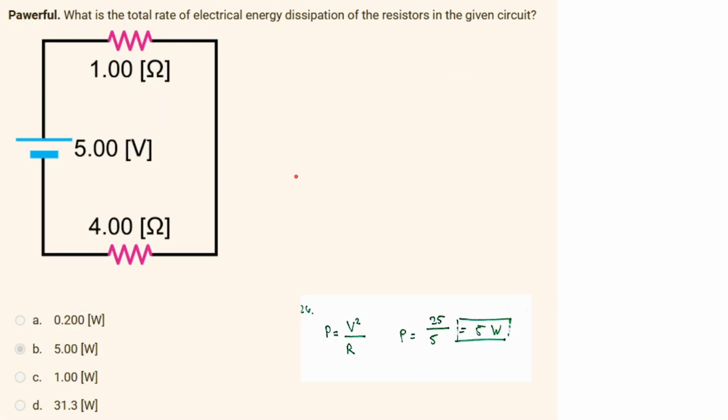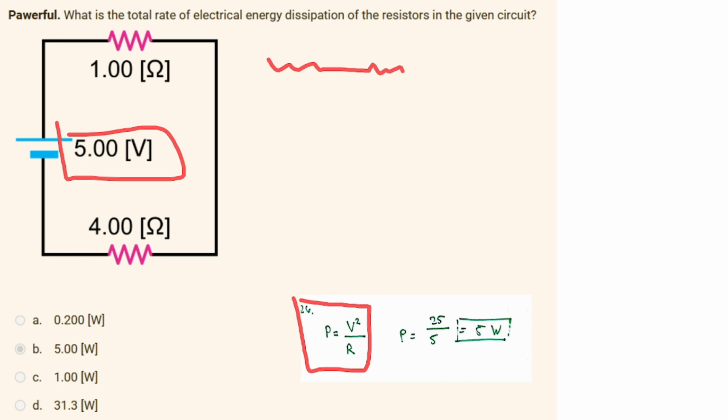What is the total rate of electrical energy dissipation of the resistor in the given circuit? Power equals V squared over R. V squared over total R in series. Resistors in series, you have to add them together normally. So 4 plus 1 is 5, 5 watts.